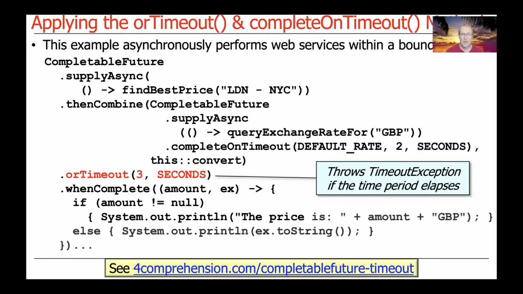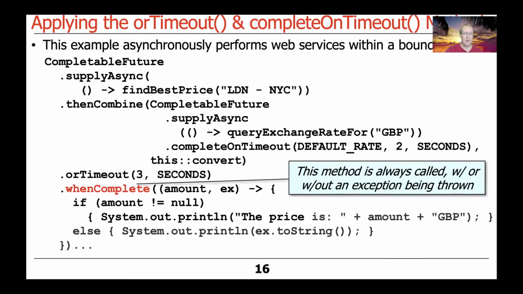And this says, if this entire process takes more than 3 seconds, give up and throw the timeout exception. So what that's basically saying is if it takes more than 3 seconds to find the best price from London to New York City, then throw the timeout exception. And that's a way to put a bound on the amount of time we're willing to wait for asynchronous computations to finish.